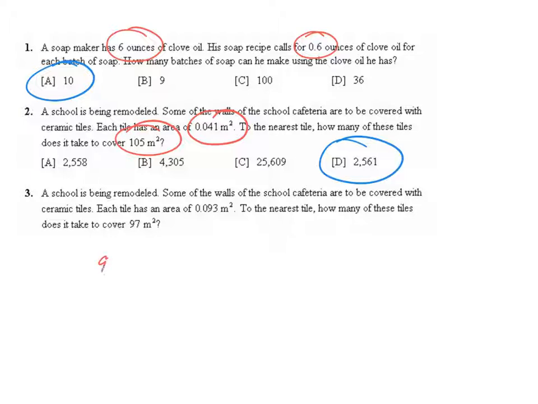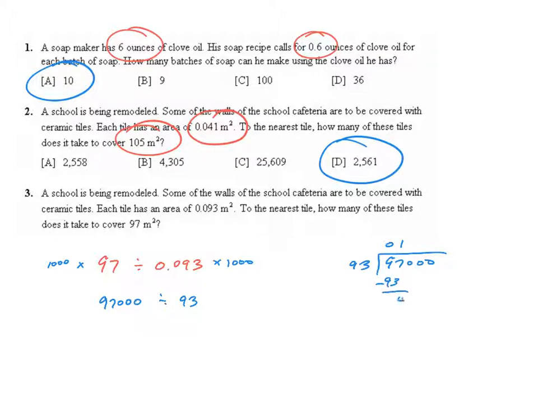So this time we're dividing 97 square meters by 93,000 square meters for each tile. So just like previously, we need to multiply the dividend and the divisor each by 1,000. So our problem becomes 97,000 divided by 93. So go ahead and do your division here. 93 does not go into 40, so I need to put a 0 in the quotient before I bring down another digit. 93 goes into 400.